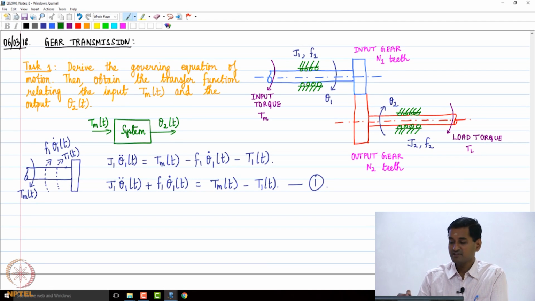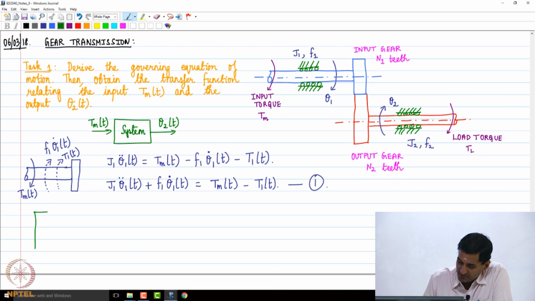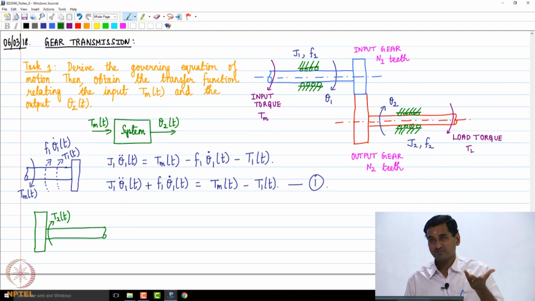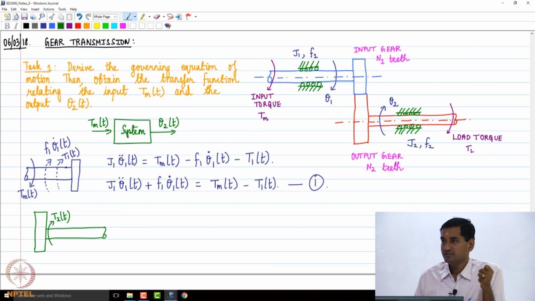So similarly, let's draw the free body diagram for the output shaft and see what happens, right? So if I draw the free body diagram for the output shaft, I am going to get this. Right. So as far as the output shaft is concerned, I need some torque to drive the output shaft, right? So let's call that driving torque T2(t). That's what comes from the input shaft, right? So essentially that is the driving torque.